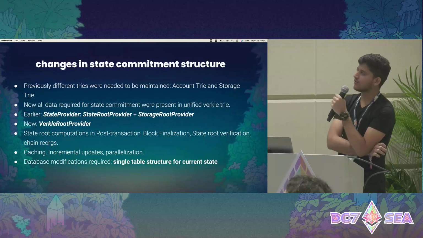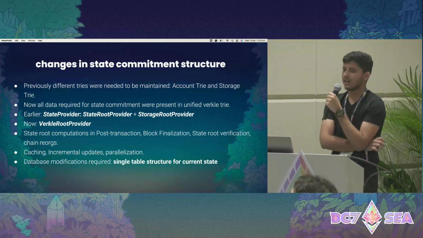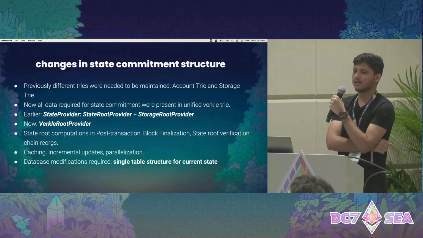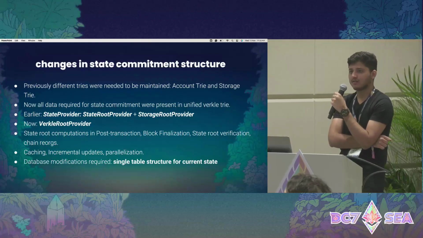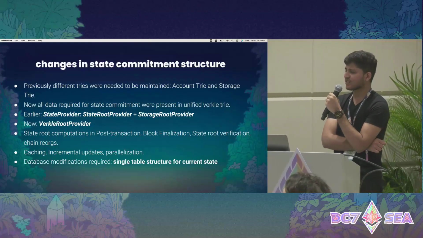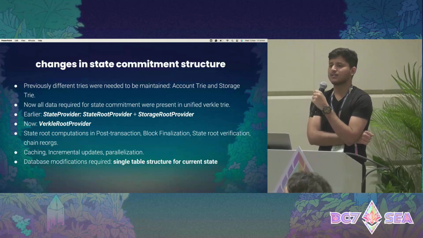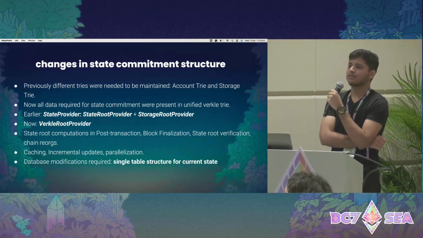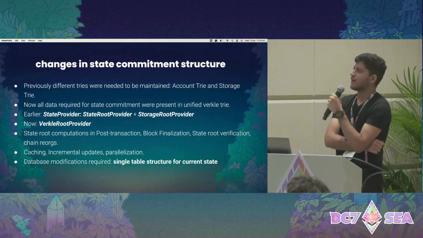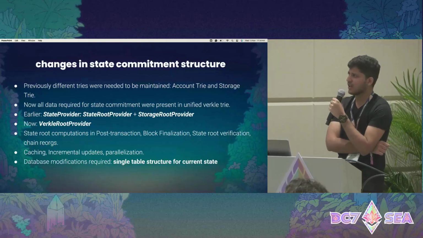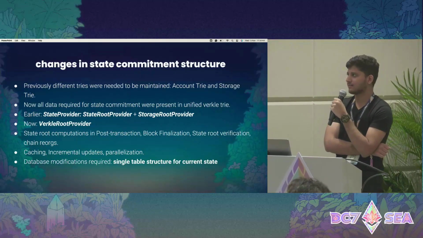The main uses of these providers were in the state root computation. First, after every transaction in the block, an intermediate state root was computed, and after block finalization, the final state root of the block was computed. Third, when a client gets blocks from other peers, there is a process of state root verification, checking whether the state root computed by your client matches the state root obtained from the peers. And the final one was during chain reorgs, when you need to recompute the state by reverting back to the previous state of the tree.